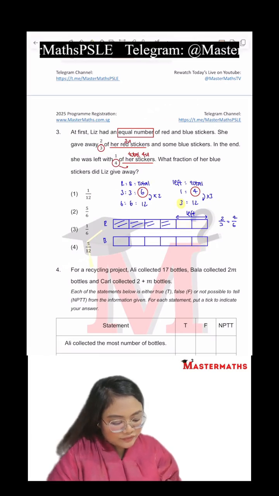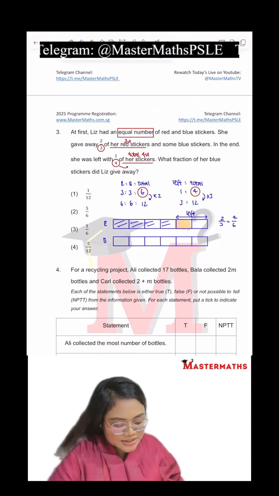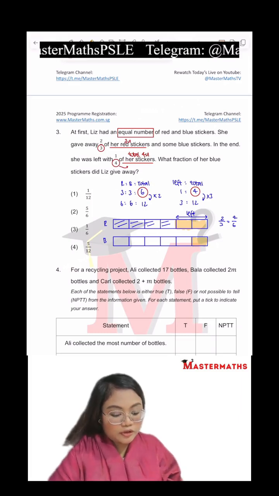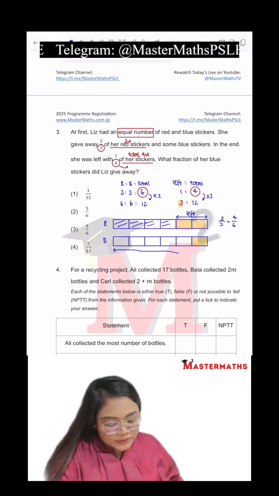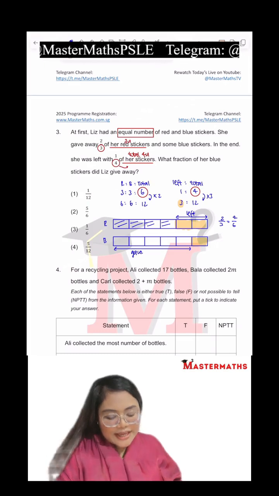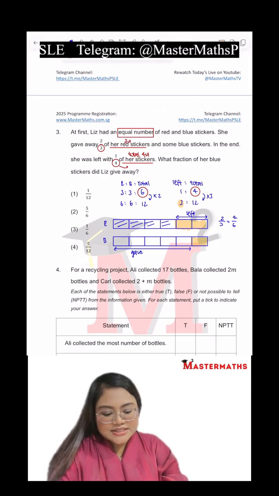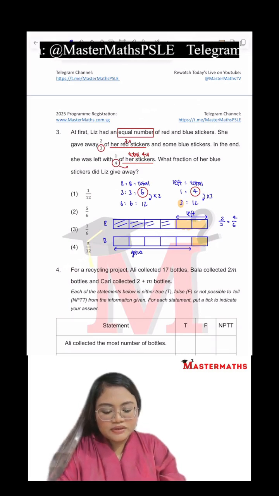Therefore, let me use a different color, a nicer, not so bright color that you can see. Total must be 3. For the red already got 2. So blue must be 1 more. Therefore, all this must be what's given away. Hence, we have 5 out of 6. That is our answer, option 2. Okay, 5 out of 6 is the answer.